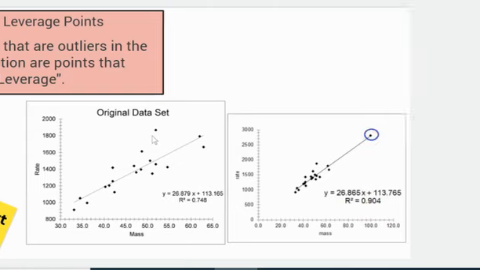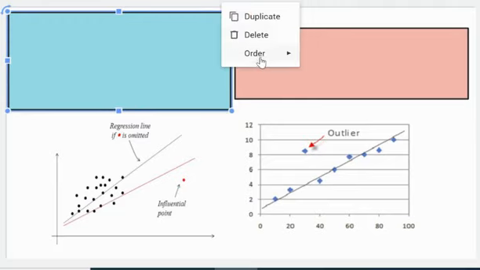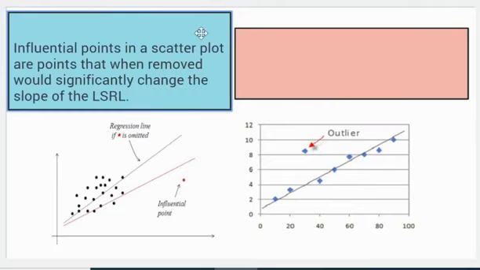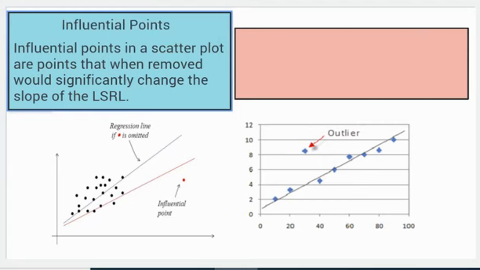But let's take a look at a different type of outlier, and that would be an outlier that would have influence. And how do certain points have influence on your least squared regression line? Well, an influential point in a scatter plot would be a point that when it is removed, it would significantly change the least squared regression line.